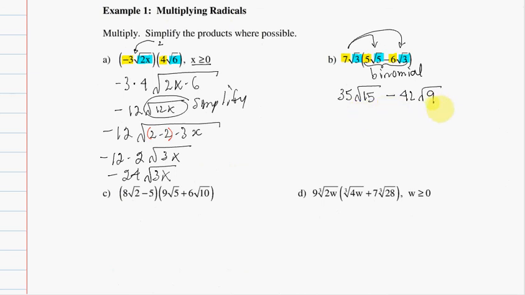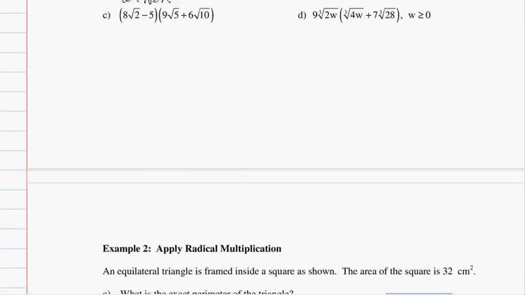Okay, and then we'll do some simplifying because we know we can take the square root of 9. We can't simplify the square root of 15, so we'll leave that as 35 root 15 minus 42 times the square root of 9, which is 3. And so our final answer is 35 root 15 minus 42 times 3, which is 126. Okay, on to our next example.